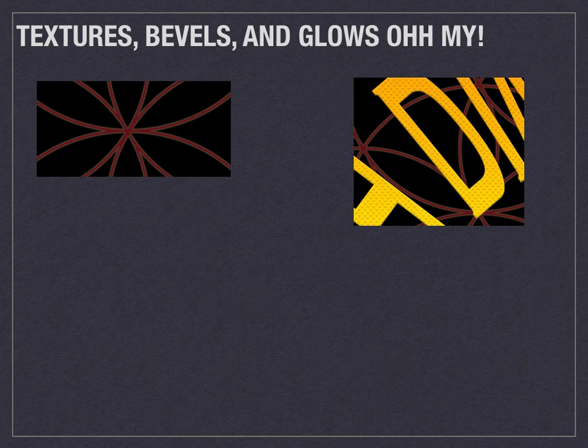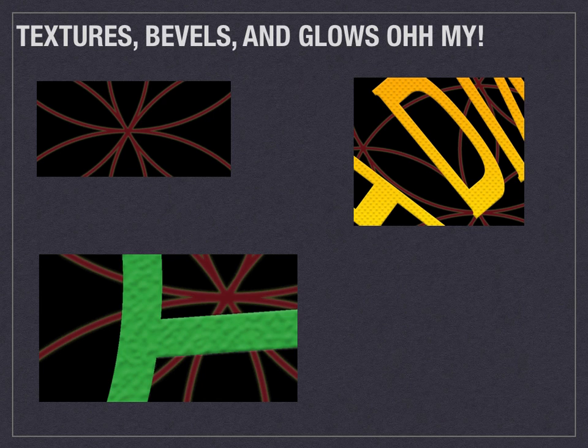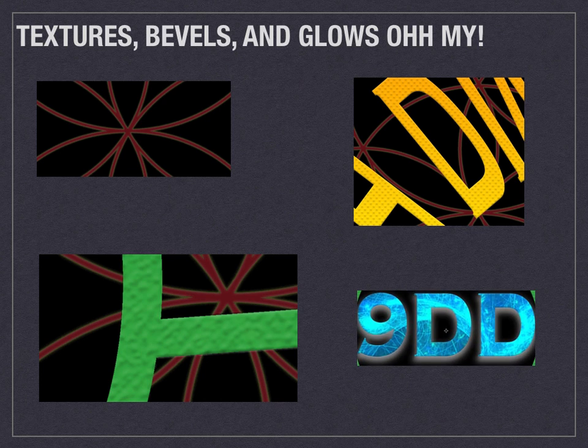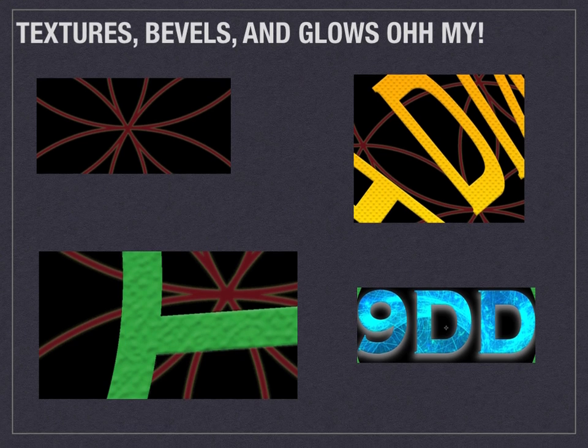I started by adding an outer glow to the flower of life and toning down its opacity. I then added a dotted texture to the text and added a slight pillow emboss to give it some depth and texture. Next, I added a paper texture to the supporting badge structure. And then to round it all out, I added a slight drop shadow to the brand initials.